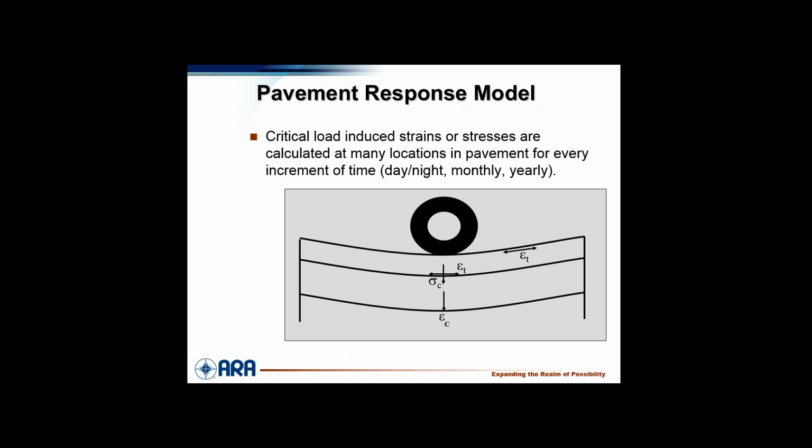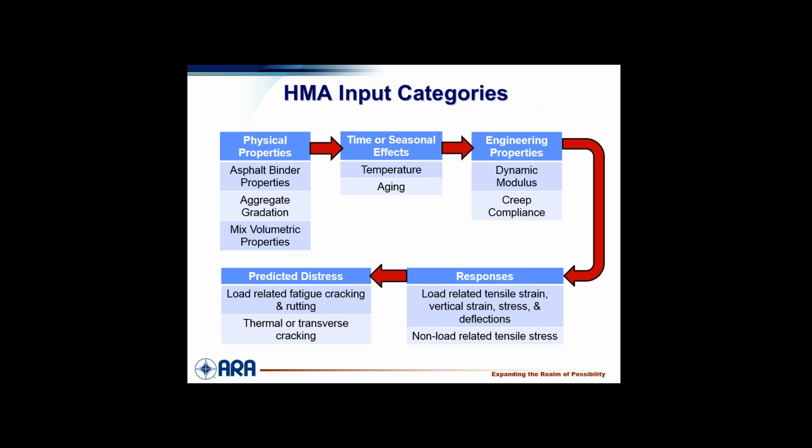Calculating stresses, strains, deformation for every hour or many, many hours, an average monthly, day and night, over the whole 24 hours. And as you look at the flow, say on the asphalt side, you look at the physical properties of the binders, gradations, volumetrics, temperature and aging, seasonal. You have dynamic modulus, creep compliance, you get into the engineering, and then the responses that come out of that, and then finally you're out predicting through calibration, you're predicting the stress.